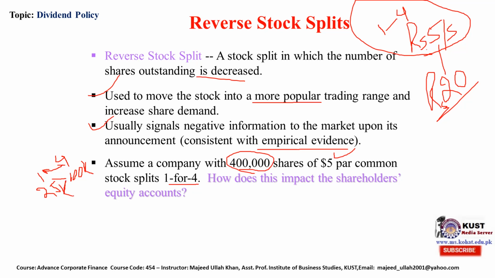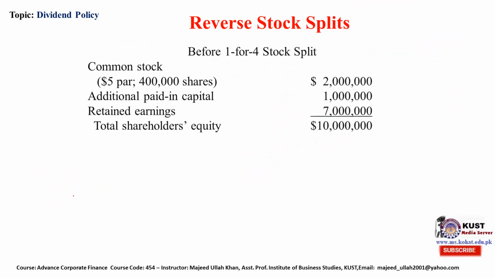How will it impact the shareholder account? Let us see. Before the stock split, as we discussed in the earlier example, 5 multiplied by 400,000 is equal to 2 million. Additional paid-in capital, that is called share premium account, is 1 million. Retained earnings is 7 million. So total equity is 10 million.